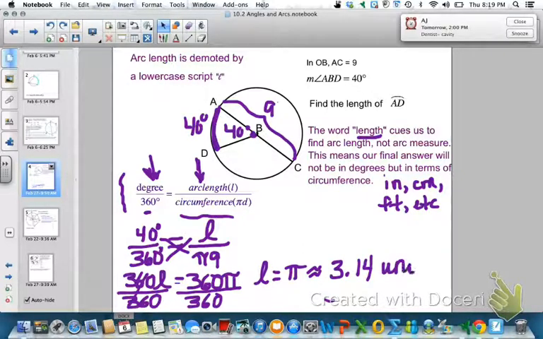I didn't give you a unit in this problem, but let's just say the units were centimeters. So this would be 3.14 centimeters. Notice I am not giving you a measure in degrees, I'm giving you a length in units that we might measure with a measuring tape. As you're going through your homework and come across problems that say find the length of the arc, please make sure that you're using this proportion. These examples should help you get through the two assignments we have for 10.2, and that's it for now.